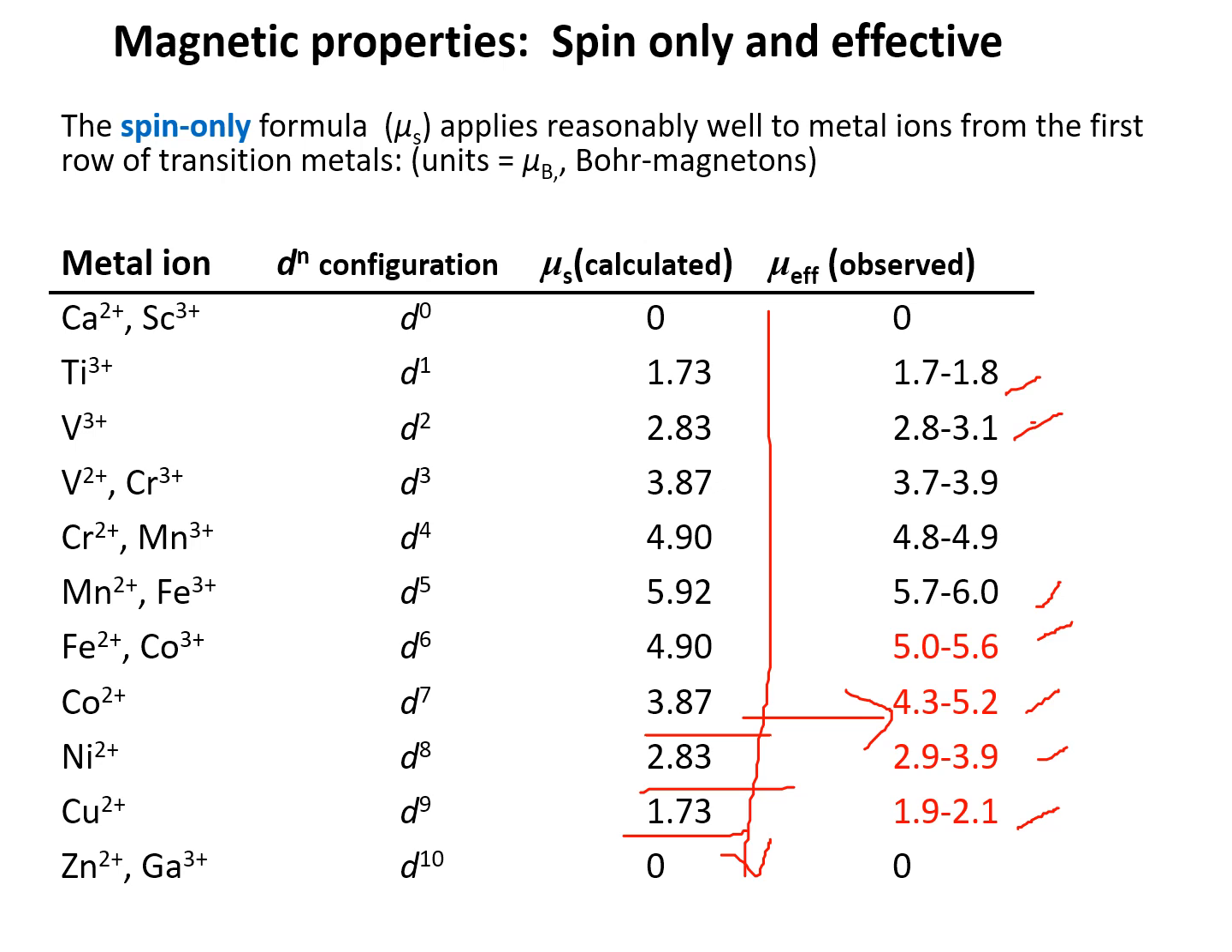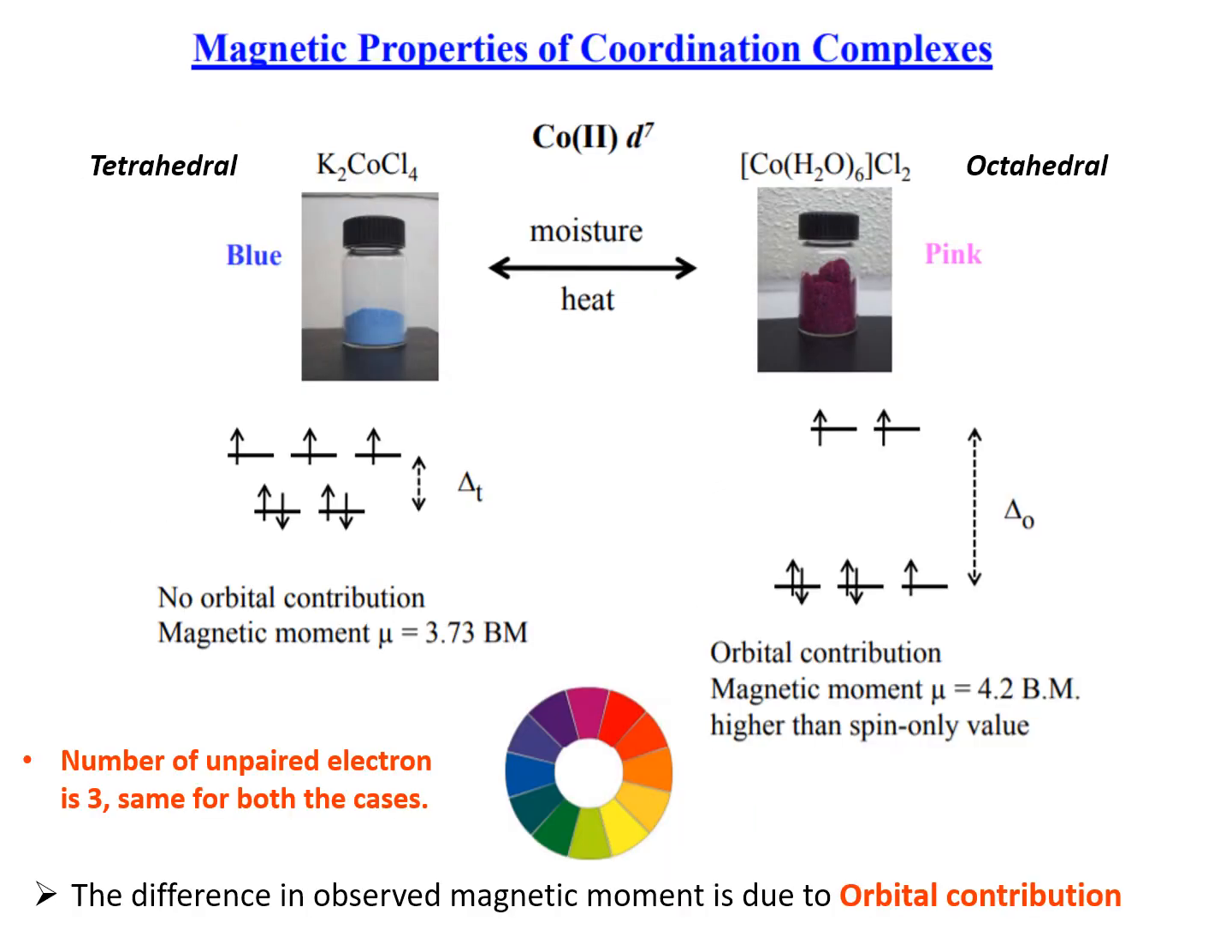We see there is a huge sudden change in the magnetic moment values. Due to that, we see a sudden jump. We call it the magnetic moment observed value. So that's why you see there is a sudden change, due to the jumping of the electron from one orbital to another. Okay.